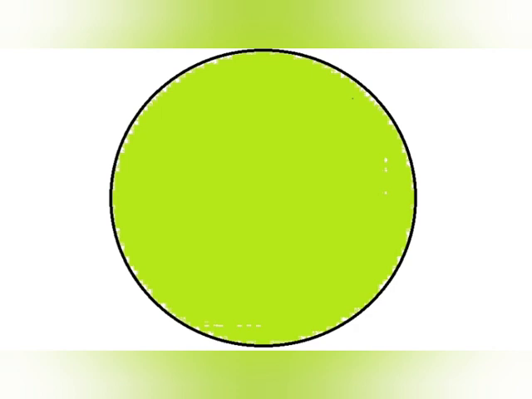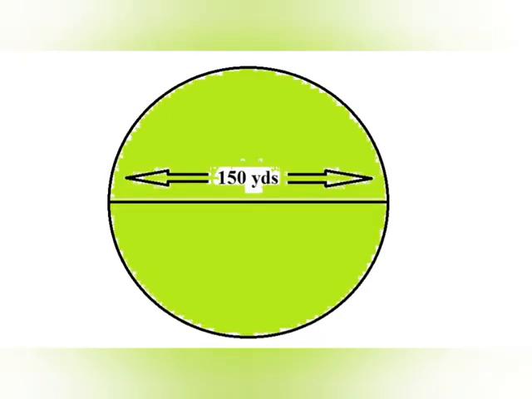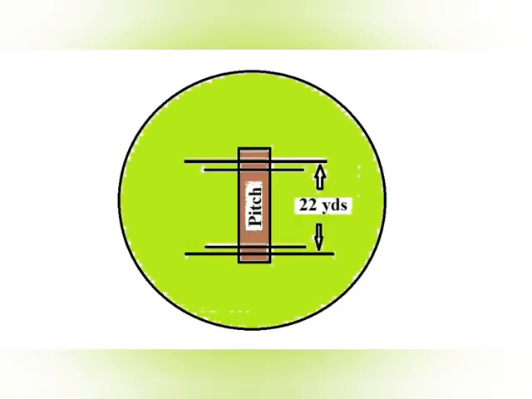Hi, so here we go. This is a cricket ground. Here you notice an important point that at any given point of time, the distance between two ends from boundary to boundary got to be 150 yards. Next on your screen is the pitch, and the distance between stumps, both ends, got to be 22 yards.